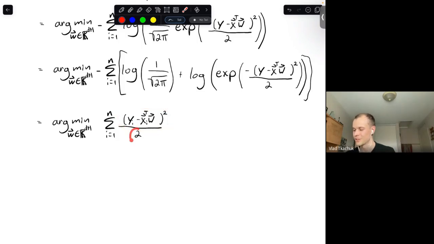There's a constant of 1 over 2 in front that doesn't really do anything, and you're missing a 1 over n out front, but that also doesn't change anything. That's a constant. But this really looks exactly the same as minimizing the estimated loss that we were doing before.